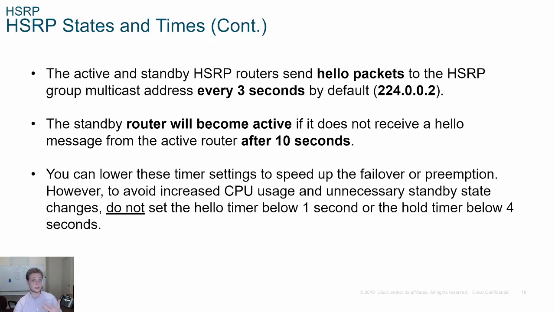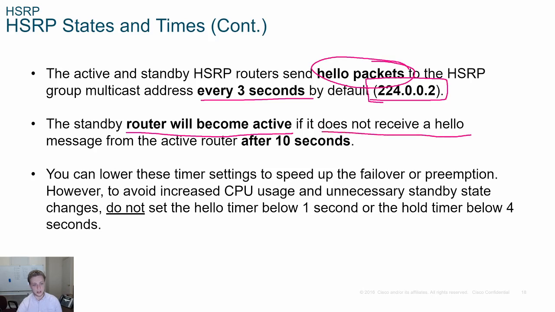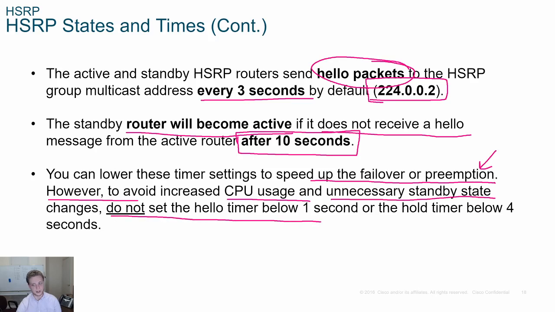We've got that virtual IP and MAC address to where we'll answer to it. These hello packets are going to be sent every 3 seconds on this multicast address 224.0.0.2. The standby router will become active if it does not receive a hello message from the active router after 10 seconds. You can lower these timers to speed up the failover or preemption. However, to avoid increased CPU usage and unnecessary standby state changes, do not set the hello timer below 1 second or the hold timer below 4 seconds.